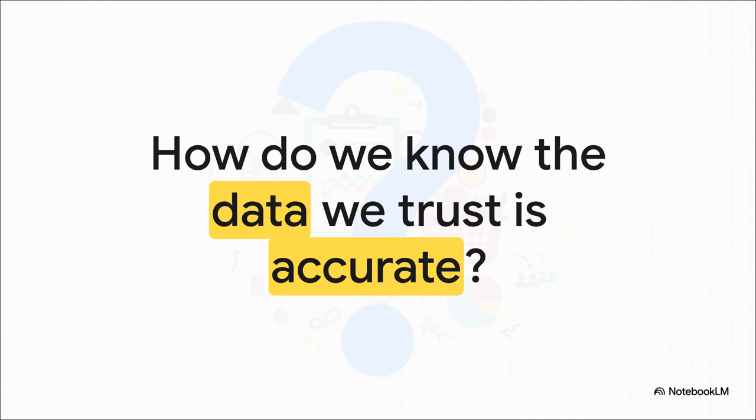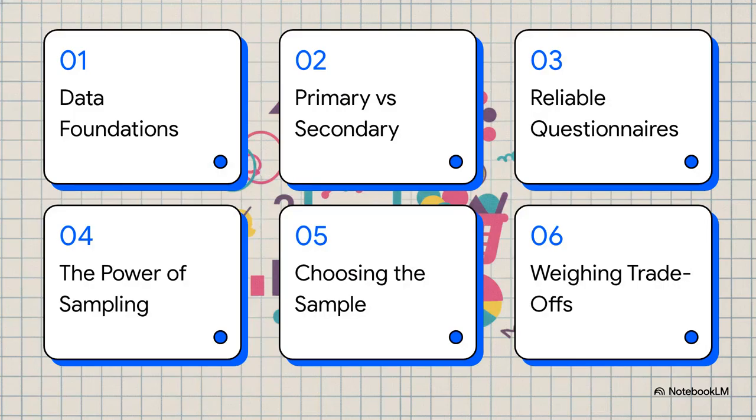If the methodological plumbing behind those statistics is faulty, the entire house of cards comes crashing down. Grasping exactly how this works gives you a really critical lens for navigating our modern information age. Okay, let's dive into this. Our agenda today covers 6 steps: foundations of data collection, primary versus secondary data, designing reliable questionnaires, the power of sampling, choosing the right sample, and finally, weighing the trade-offs.